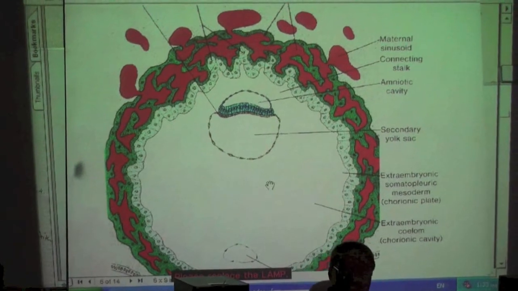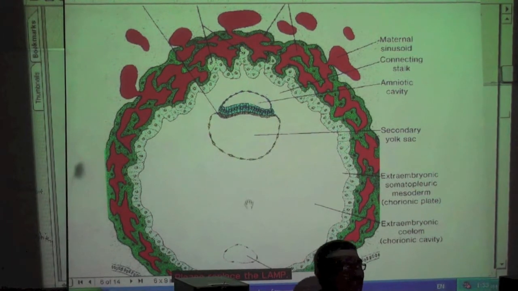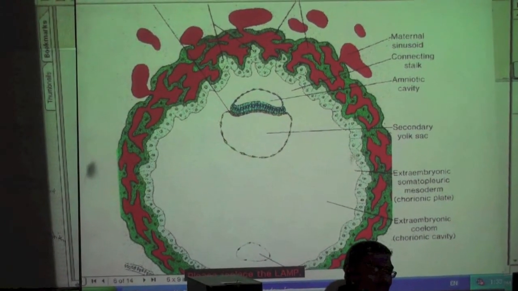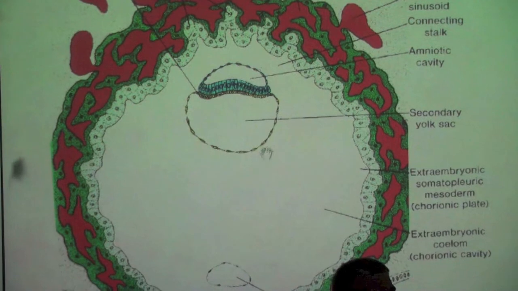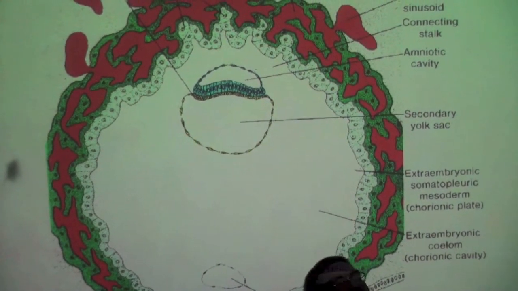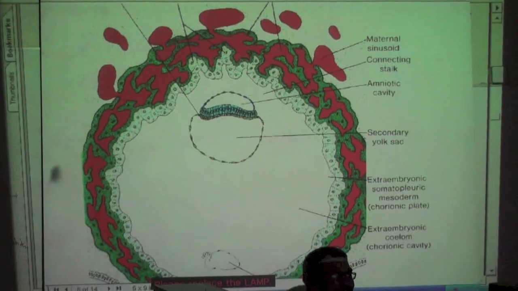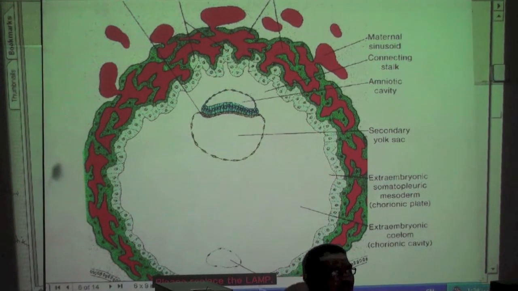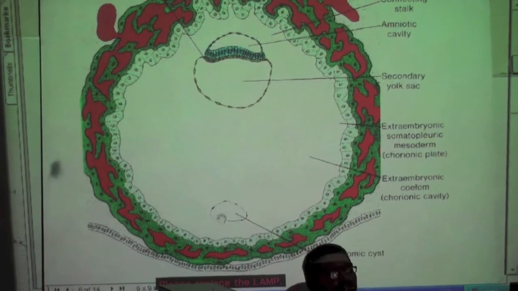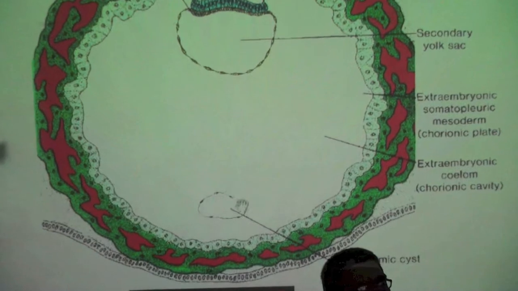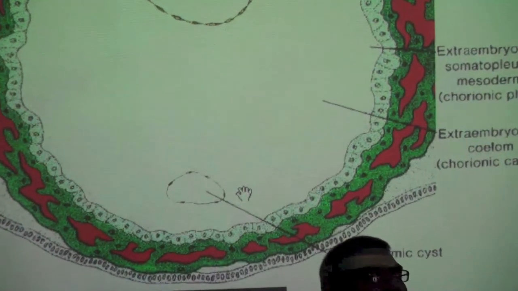And this big cavity, produced within the extraembryonic coelom, is now called the chorionic cavity. So extraembryonic coelom or chorionic cavity. Then we see these two layers of the extraembryonic mesoderm: the layer close to the trophoblast is called the somatic layer, and the layer close to the yolk sac is splanchnic. Part of the yolk sac may become detached inside the extraembryonic mesoderm, and this is called an extraembryonic cyst. Actually, this is part of it, but becomes separate.